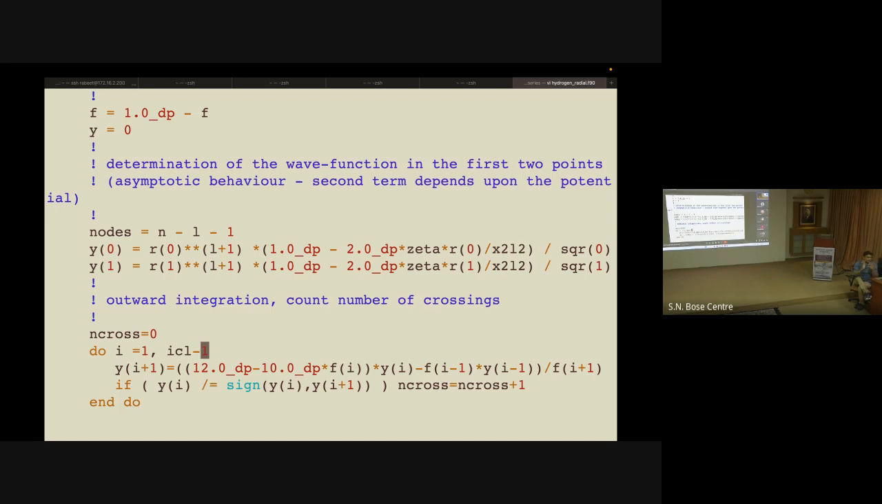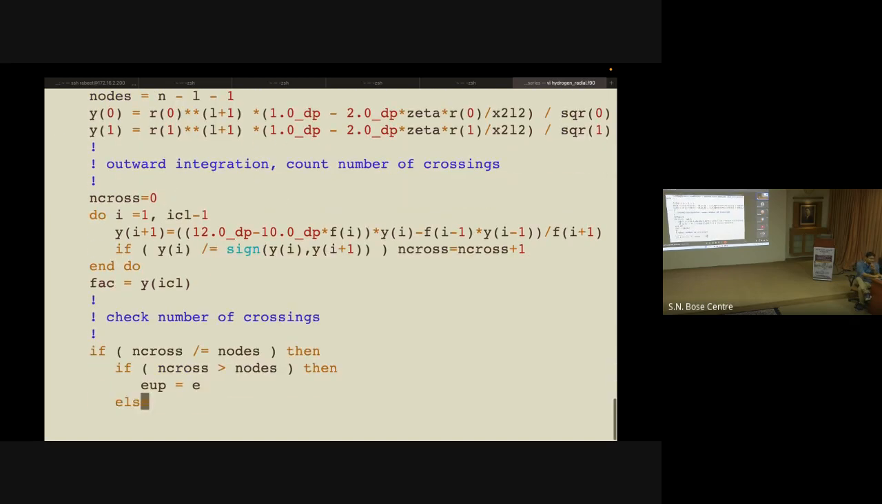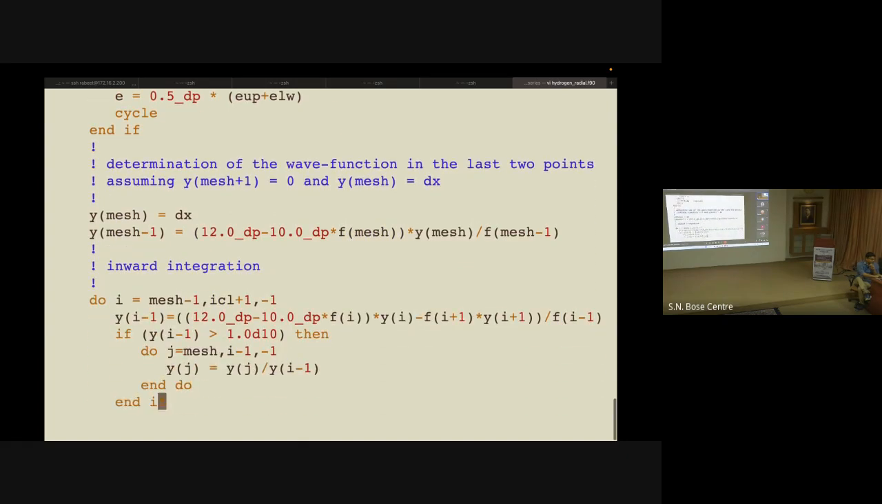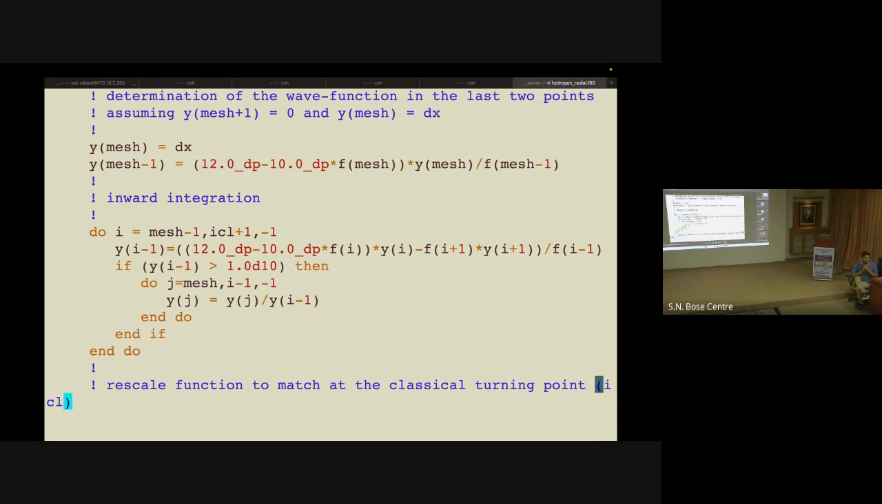So this is the first integration, which is called outward integration, coming from 0. So we will also calculate the next integration, which we will build from infinity. I'll show you here. This is the point. So here you can see we are coming from infinity. At infinity, we assume that our wave function at the last mesh point is equal to dx. dx is a very, very small value. Okay. So from there, the wave function at mesh minus 1 is calculated using the Numerov method.